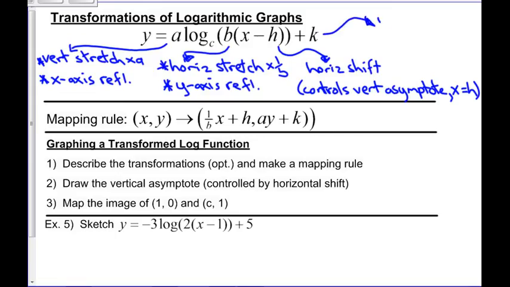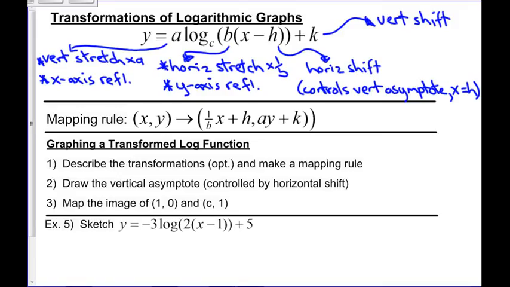Okay, and finally, we've got vertical shift. Now, you might remember your mapping rules, which tells you that the point (x, y) is generally transformed into (1 over b times x, that's the horizontal stretch factor, plus h, that's the horizontal shift, and the y value gets multiplied by the vertical stretch factor, which is a, and then plus k). I often forget, which is silly, but if you do forget, you can always just describe the transformations and make your mapping rule out of that. It ends up being pretty straightforward.